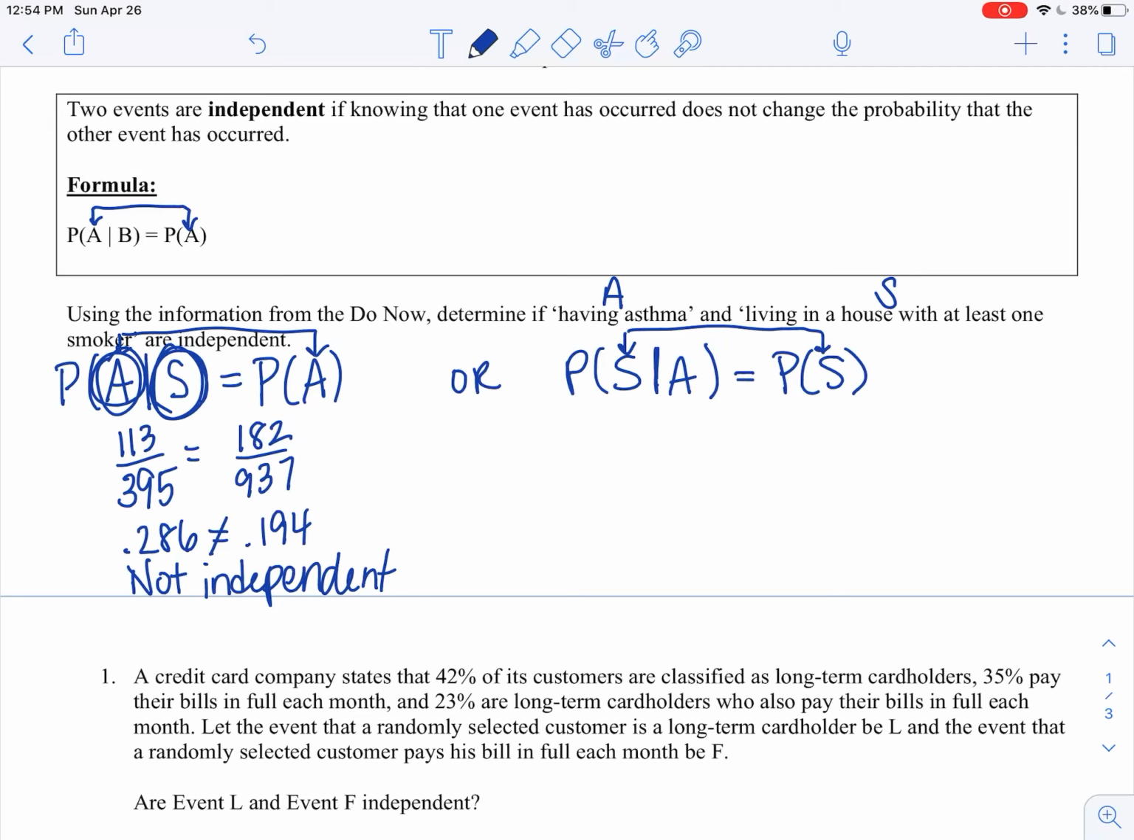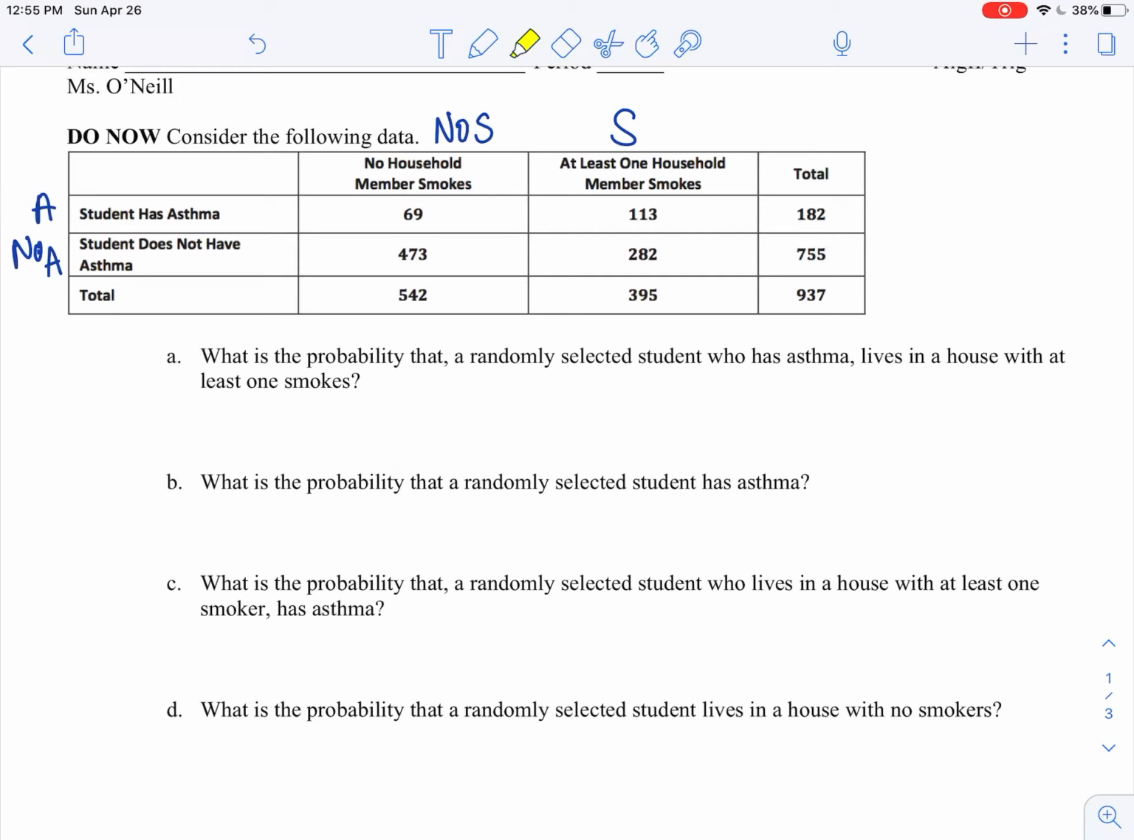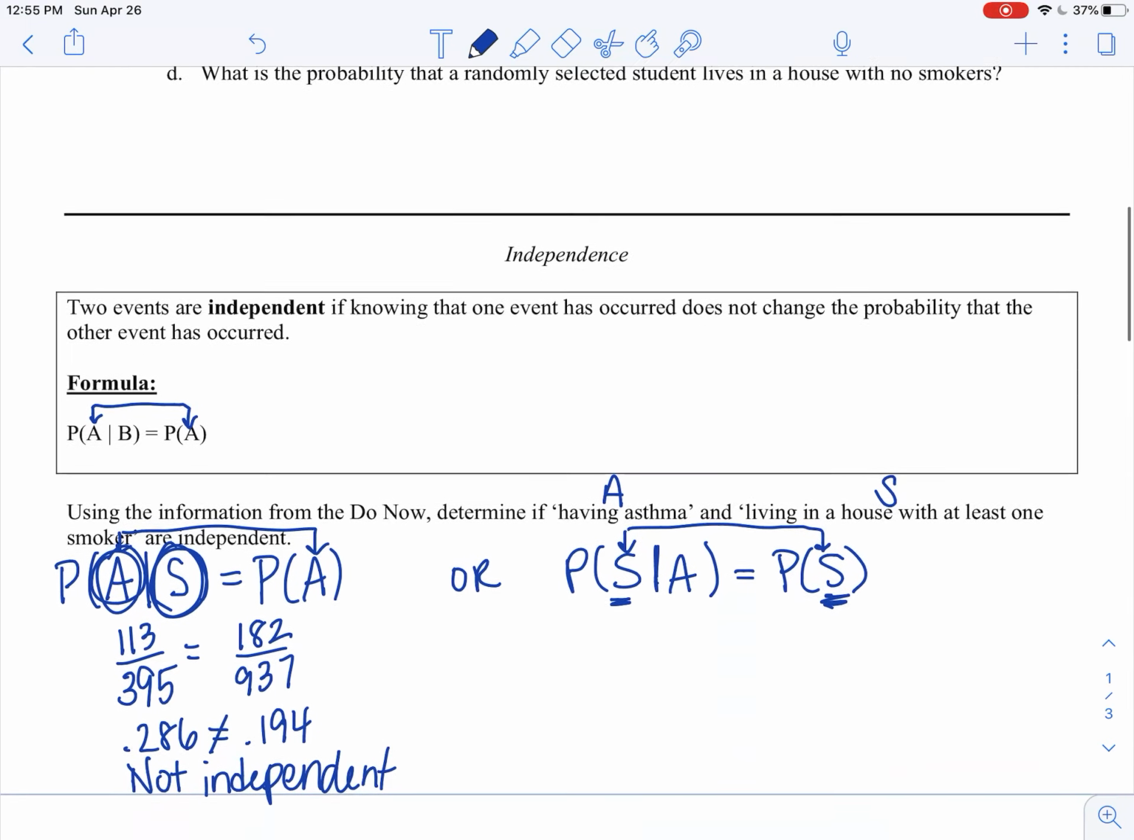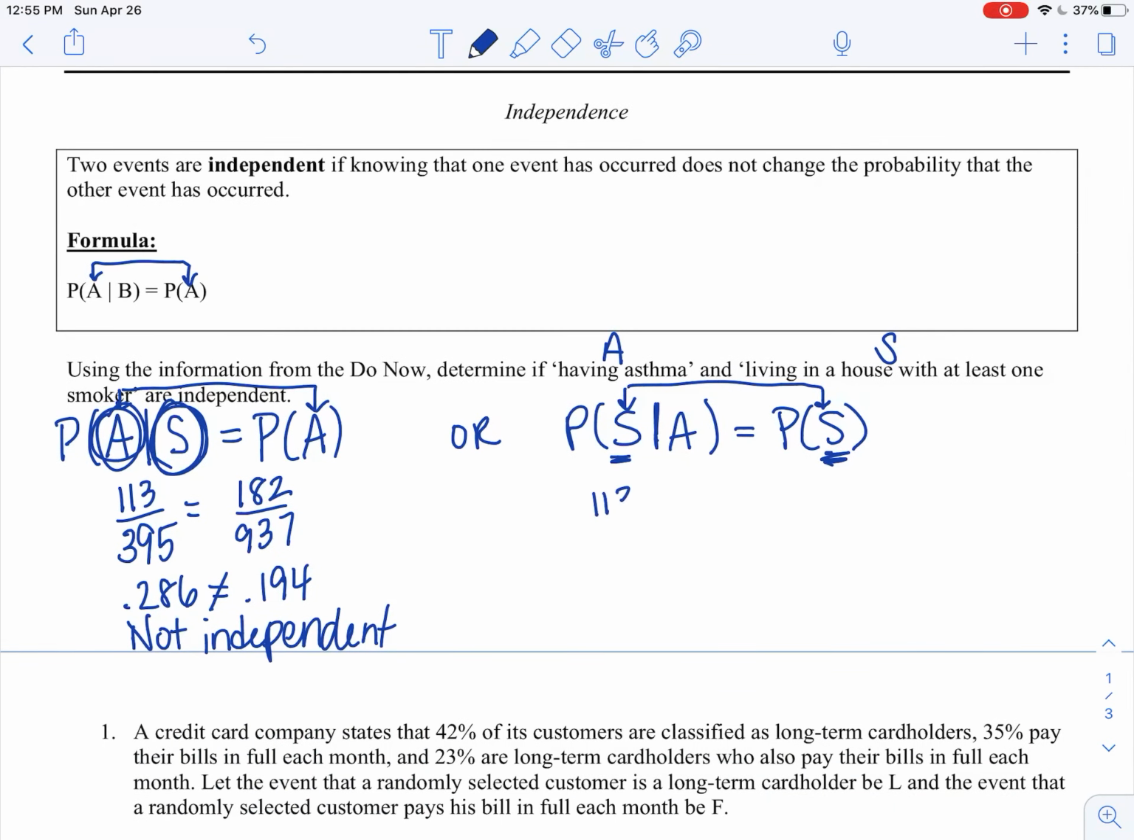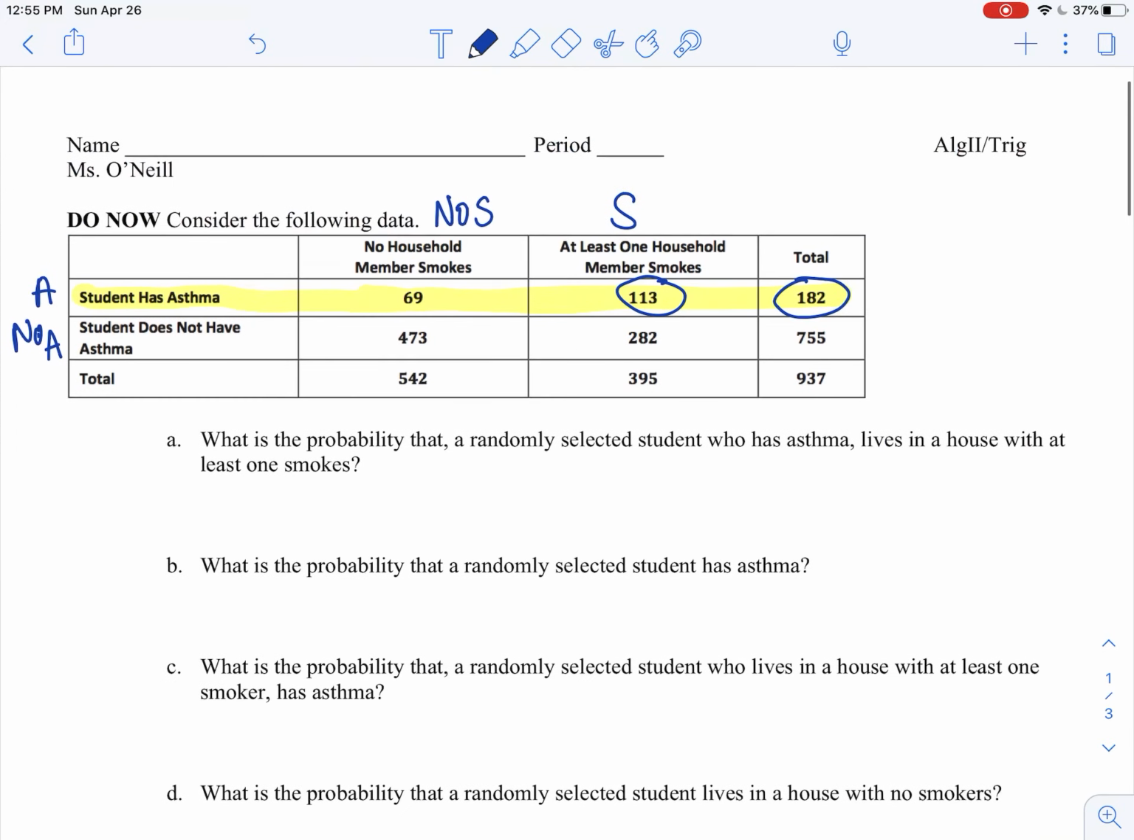So just to recap again, probability of S given A. How would we handle that from this table? S given A. Given A means you're going to focus specifically on the A row. So out of those 182 people, how many people live in a house with a smoker? 113. So over here you're going to do 113 out of 182. And you're going to check that against just the chances of being a smoker.